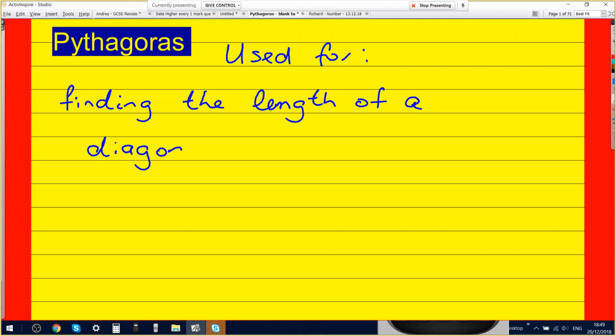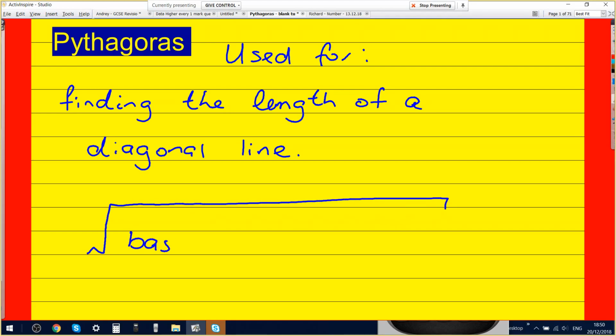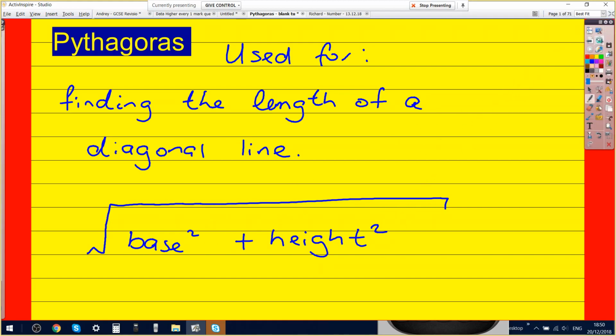Of a diagonal line. And so diagonal lines come up all the time. You use Pythagoras for it. You just say how many across squared, how many up squared, add the two, and then square root. Maybe I'll just write it like that. So I'll just put a square root, and I'll just say base squared plus height squared. And so that's the formula for it. That gives you the length of any diagonal line. Base squared plus height squared.